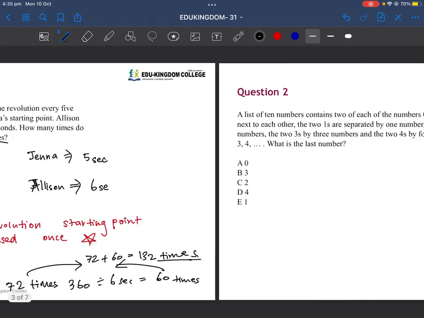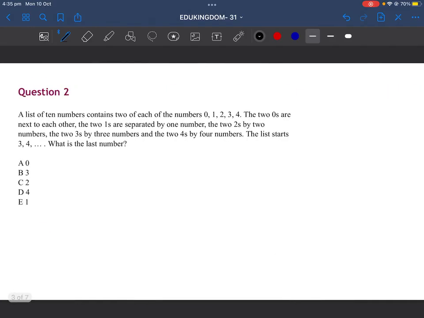Right, let's go on to the next one. Question 2. A list of 10 numbers contains 2 of each of the numbers 0, 1, 2, 3, and 4. The 2 0s are next to each other. The 2 1s are separated by 1 number. The 2 2s by 2 numbers. The 2 3s by 3 numbers. And the 2 4s by 4. The list starts 3, 4, dot, dot, dot, dot. What is the last number?